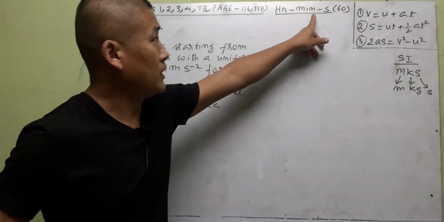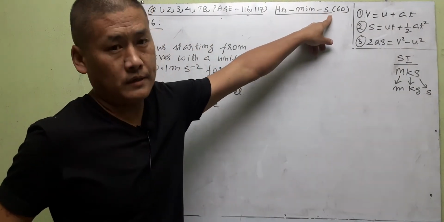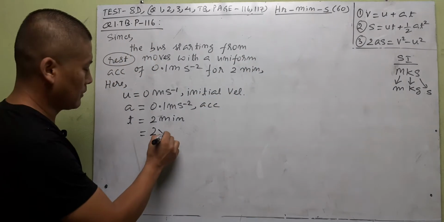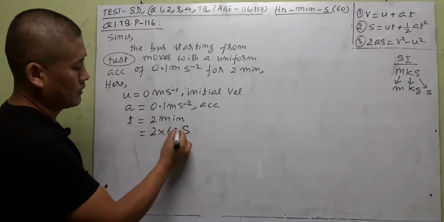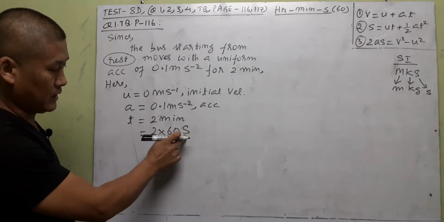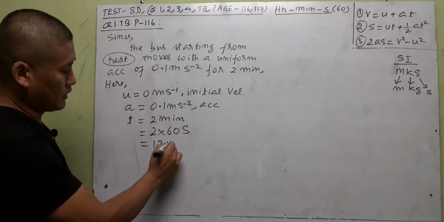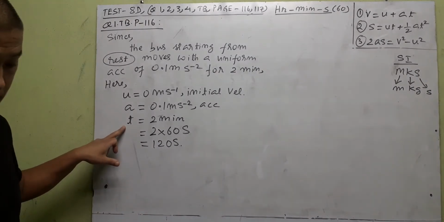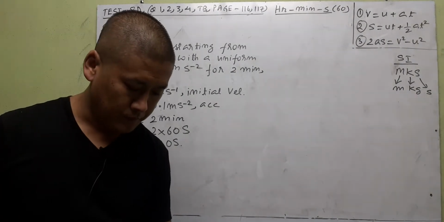So if you're changing minute to second, you're shifting one place to the right. It's changing a bigger to a smaller unit. So we need to multiply this 2 by 60. Then this minute will be replaced by second. So that is 120 seconds. Okay. U, A, T is there. Now, what is the question asking?